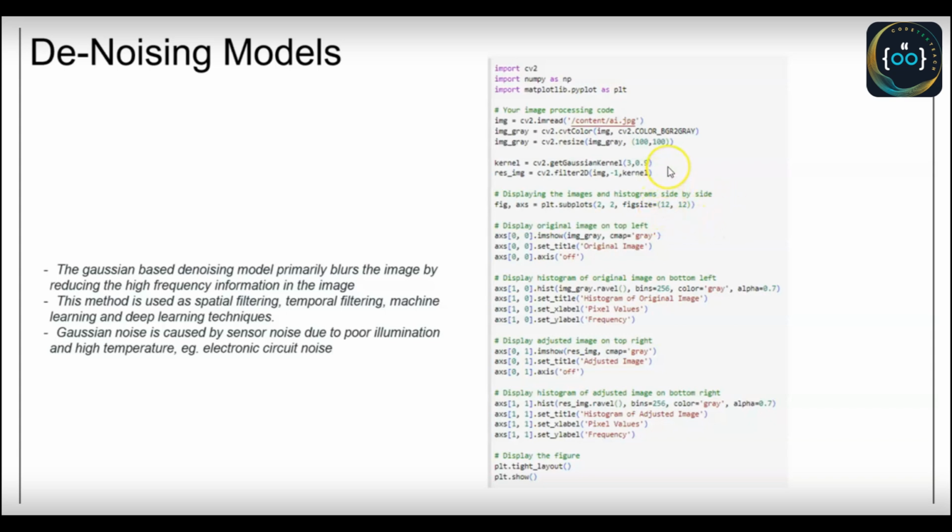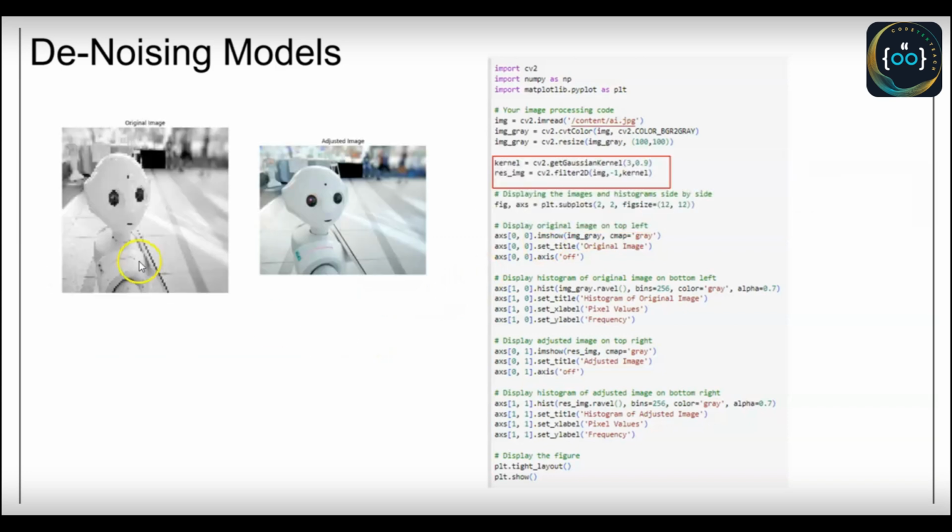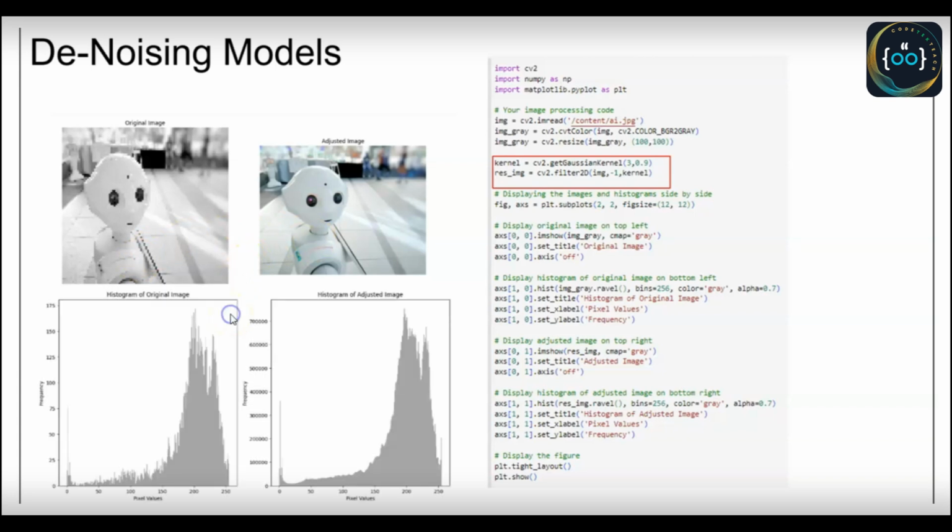Let me zoom in on the core set of codes that we are using for denoising. This code generates a Gaussian kernel of size 3 and standard deviation of 0.9. This code applies the generated kernel onto the image. We can see the original and the resultant image, and in the adjusted image, we can clearly see the noise has been removed. And this is depicted in the histogram as well. The histogram is a plot of pixel values and frequency.